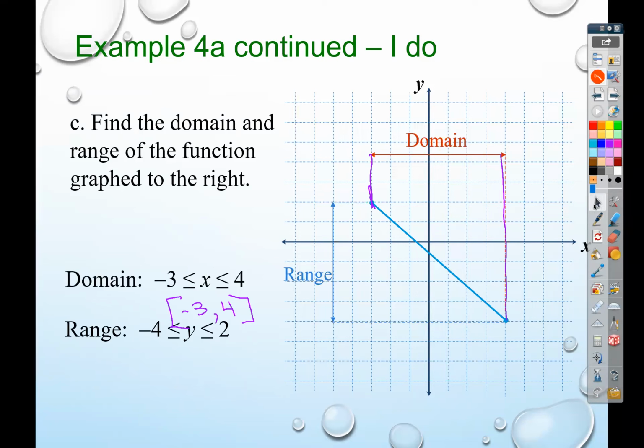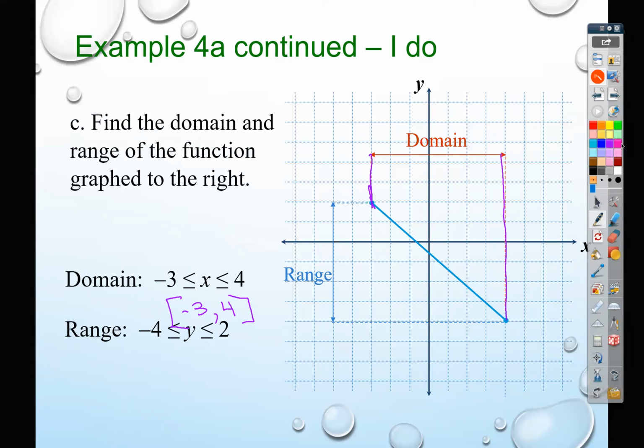And the range are all the y values. So your lowest y coordinate is right here at -4, and you're going all the way up on this until it's +2. So from here to here, your y values are from -4 to 2. And then I could also write that -4, comma, +2.